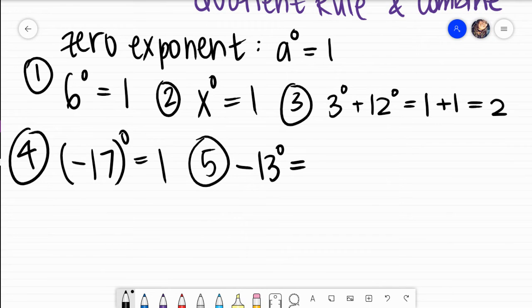So what is my base in this problem? My base is just the 13. Yes, there is this additional negative sign, but it's not included in my base.